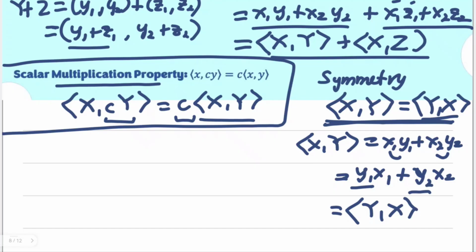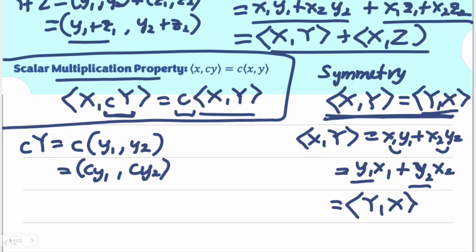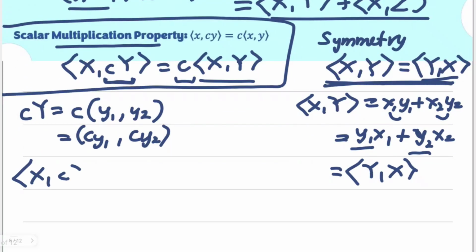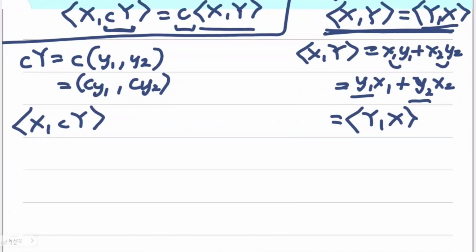Let's show that to be true, but of course, let's start with Cy first. Cy is C times the component y sub 1, y sub 2. This means this is Cy sub 1, Cy sub 2, right? That would be the components for this vector here. So if we have x and then Cy, take note that for inner product, we multiply the first components, the first component of x is x sub 1, the second is x sub 2. So you'll have here x sub 1 times the first component of your Cy, which is Cy sub 1, plus x sub 2 and then the second, Cy sub 2.